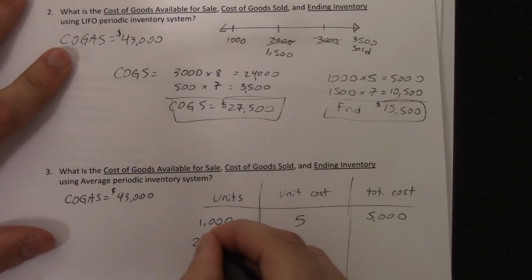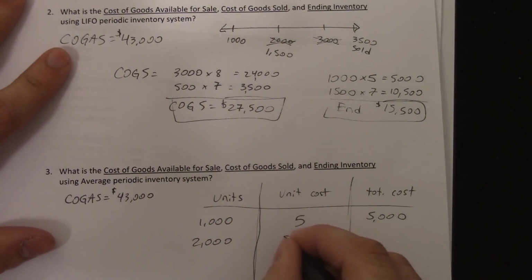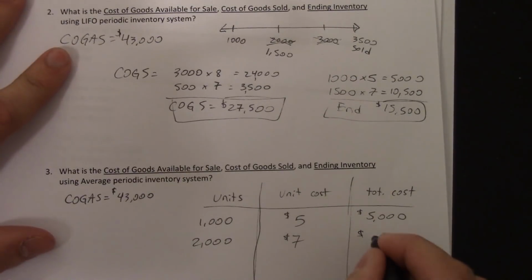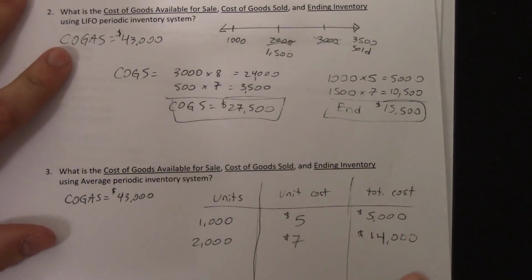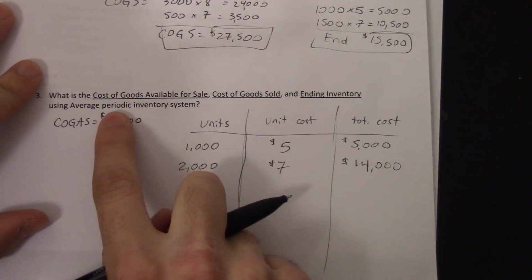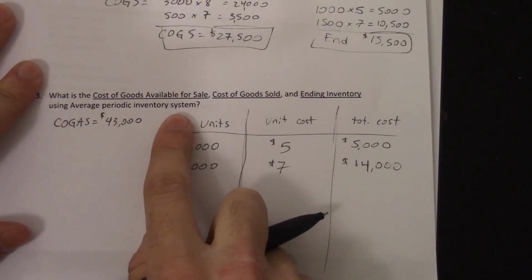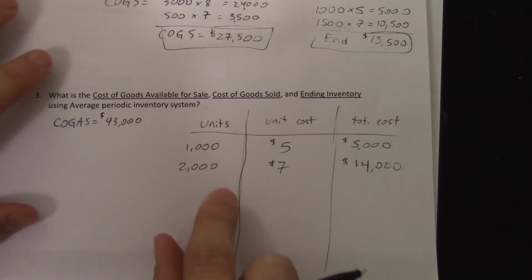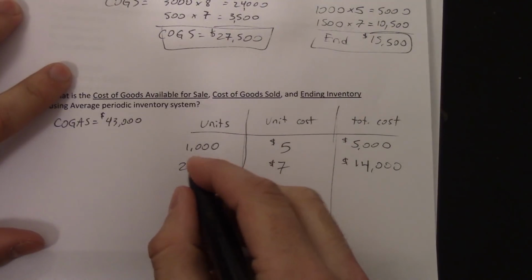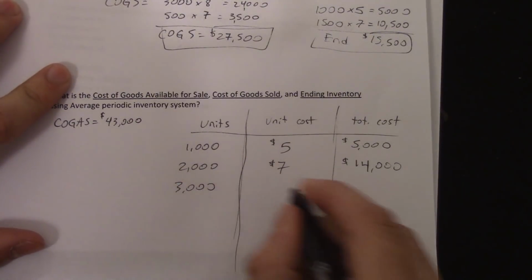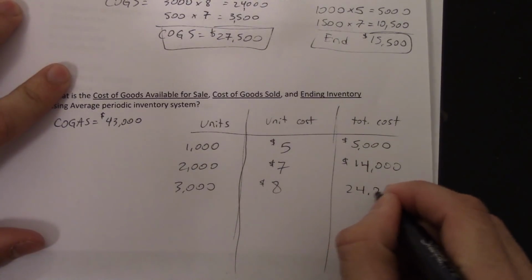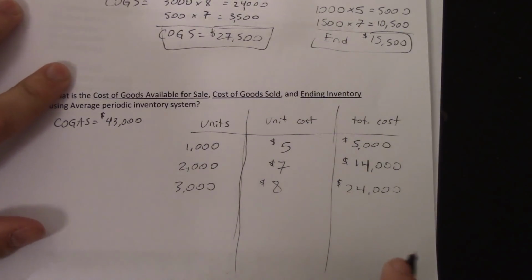We purchased 2,000 units at $7 each. So that gives us $14,000 total cost. And once again, we're using a periodic inventory system. So this means we're going to save the sales for the very end. So we'll skip that first sale and go on to the next purchase of 3,000 units at $8 each, which gives us $24,000 for the total cost.